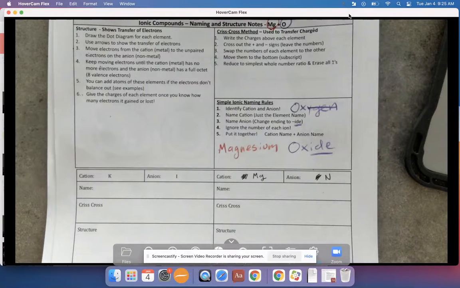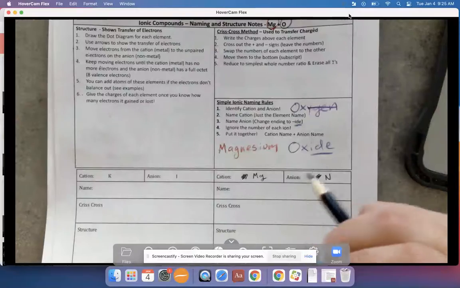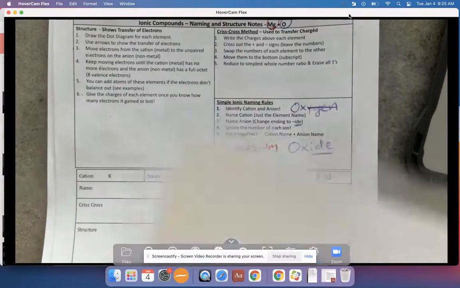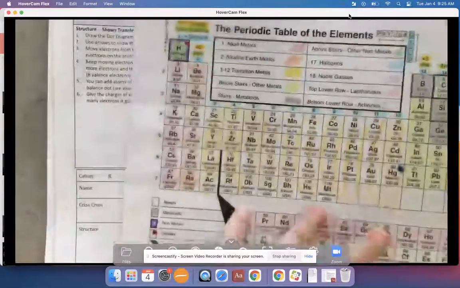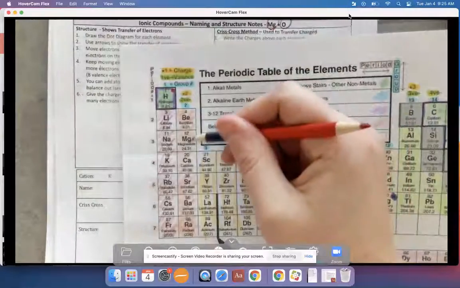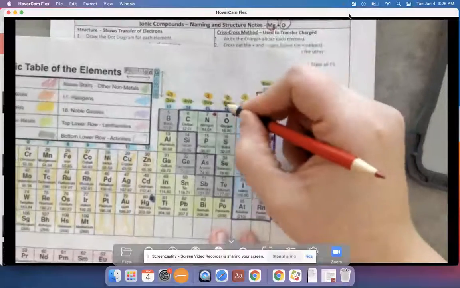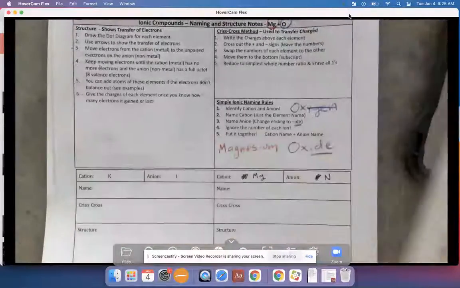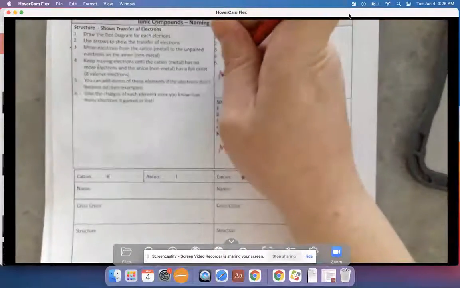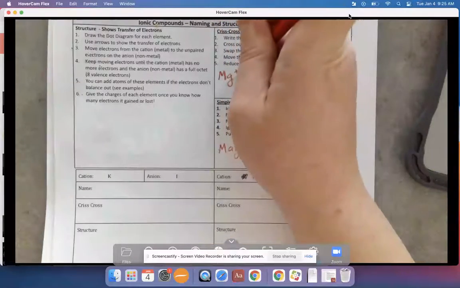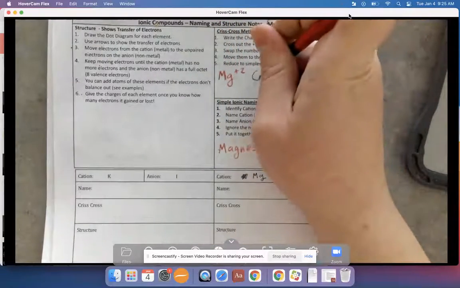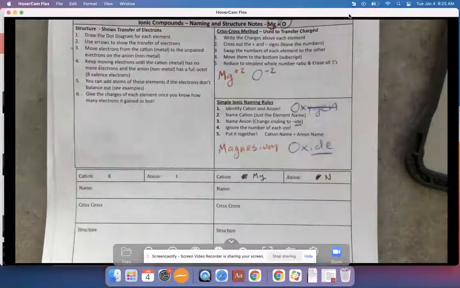Now, the second part is we need to look up the charges, and our charges are found on our periodic table in the classroom and on these ones. So Mg has a charge of +2, and O has a charge of -2. So I'm going to write that down. Mg was +2. O was -2.